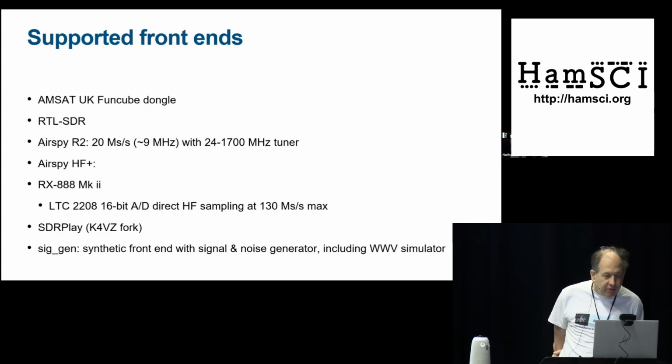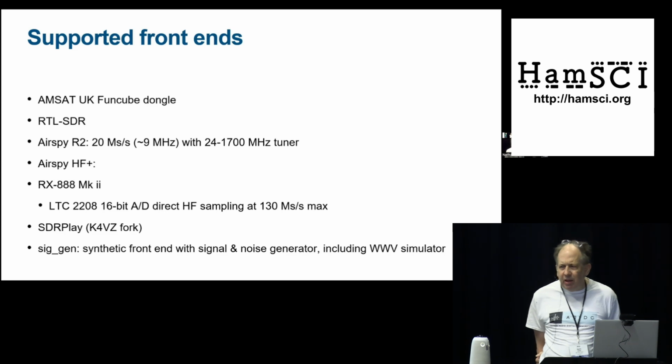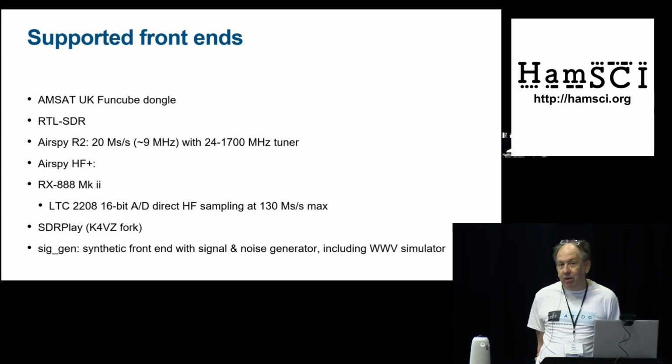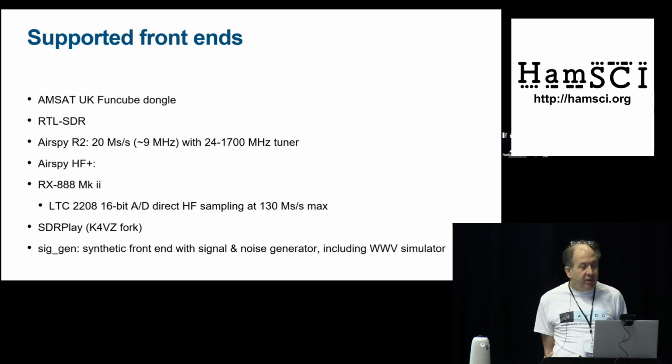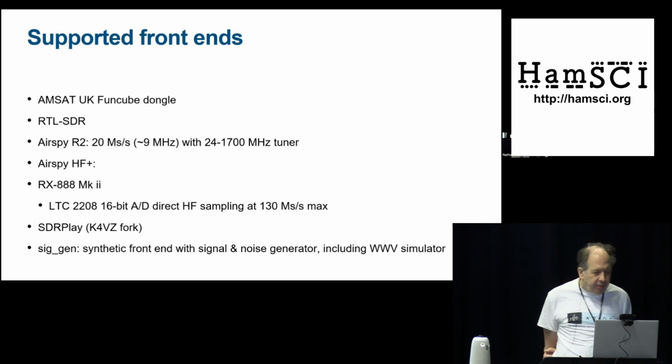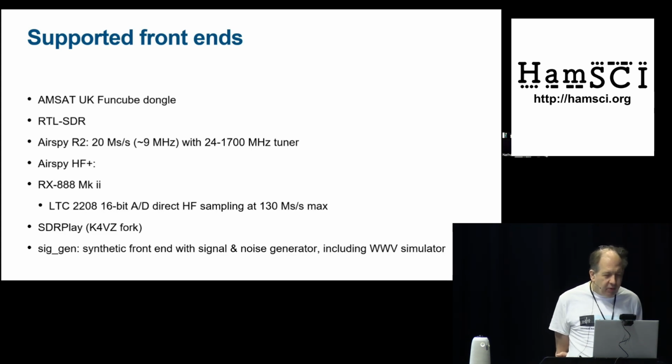It uses the LTC 2208, it's Analog Devices, I think, A to D converter, which can sample up to 130 megasamples per second with 16 bits. At least they claim 16 bits. I don't think it's actually that, but that really is amazing parameters. Even a few years ago, that was probably not affordable for hams, and now it's something you can get for a couple $100. It really is amazing. And I mentioned the SDRplay fork by K4VZ.